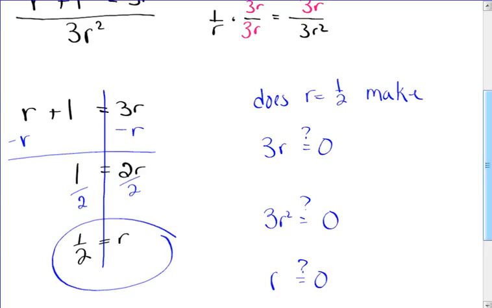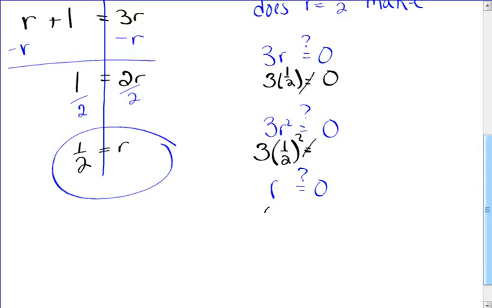What I'm going to do is substitute in 1/2. So this is 3 times 1/2. Well, that doesn't equal 0. That equals 3/2. Or 3 times 1/2 squared. Well, that would be 3 over 4. Okay, well, that doesn't equal 0. And definitely 1/2 does not equal 0. So that means this is a good solution. So that's the first problem.